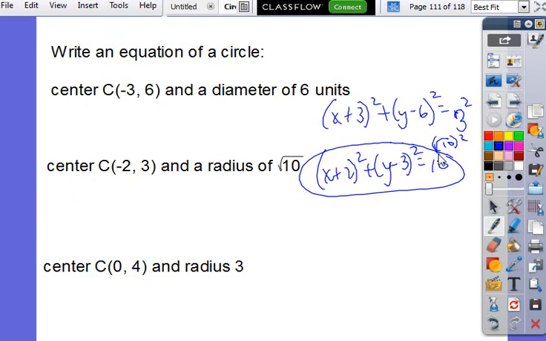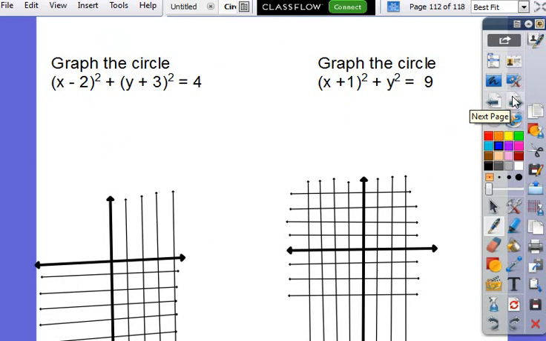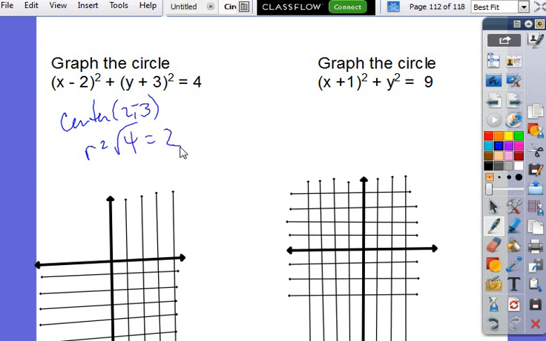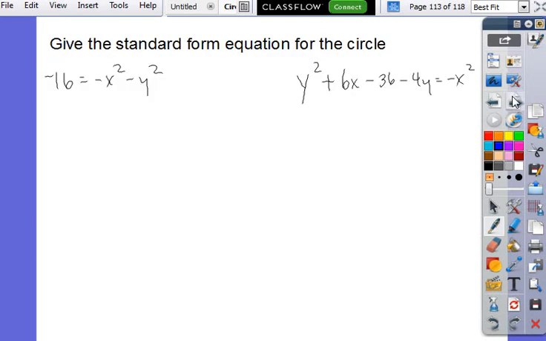Graphing it, you find the center. Do the opposite signs. Radius is always going to be the square root of that last number. Put it on the graph. Use the radius to go up to, right to, down to, and left to. Draw your circle. Rewriting it. Hopefully by now we're good with that right there. x squared and y squared have to be positive. Find the center and the radius.